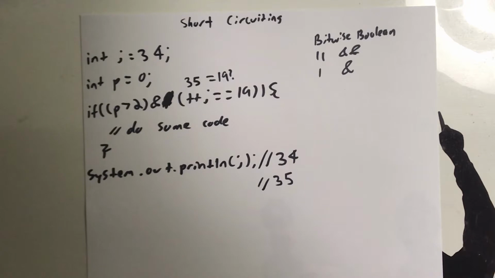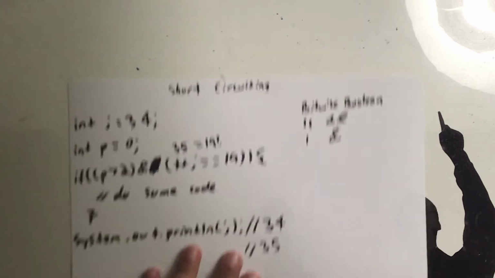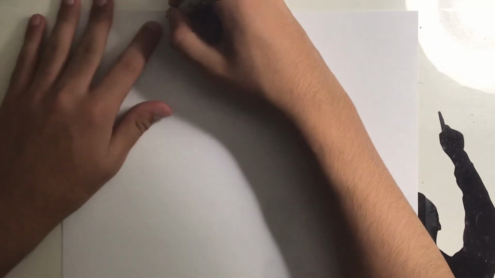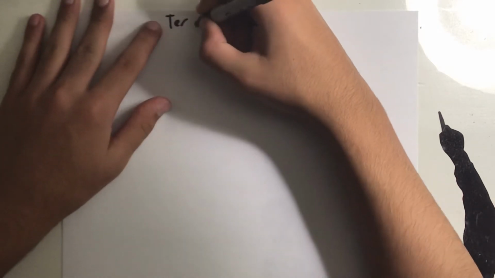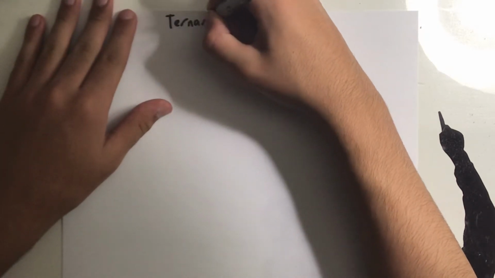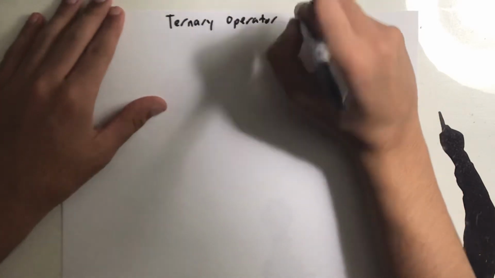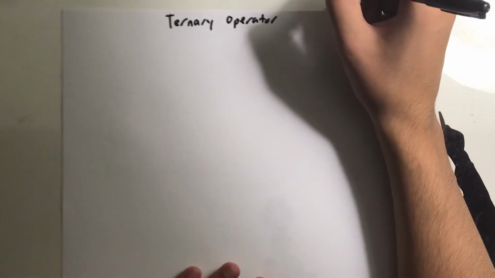And now we'll move into the last bit of this video, which is, let me get a sheet of paper. Put this in frame. It's called a ternary operator.